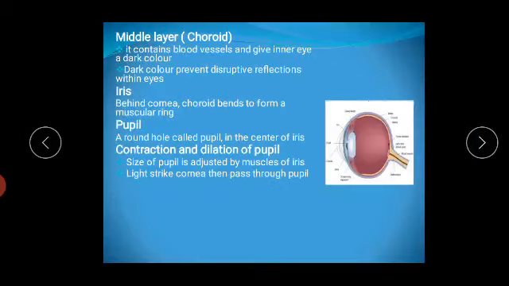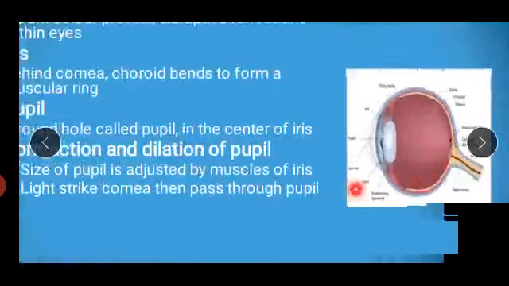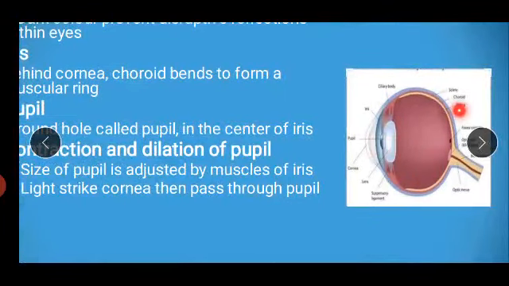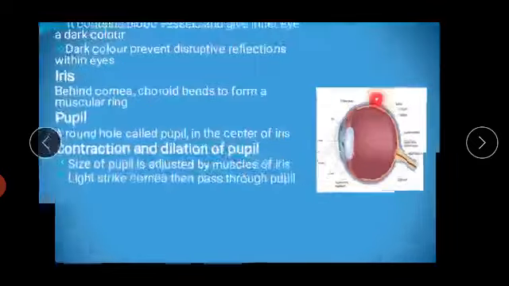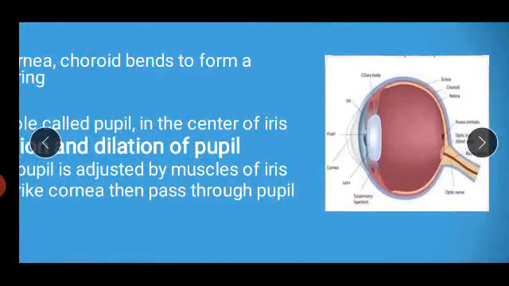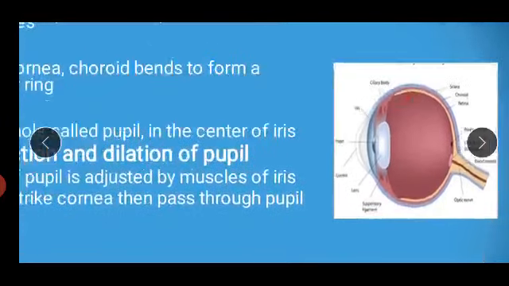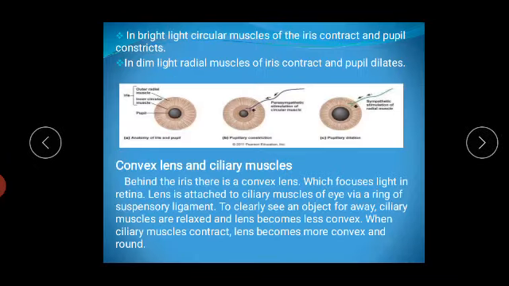You can see from this diagram, this is the third layer of our eye, retina. The lens is attached to the ciliary muscles of the eye via a ring of suspensory ligaments. These are the suspensory ligaments and these are the ciliary muscles, to which the lens attaches by the suspensory ligaments.